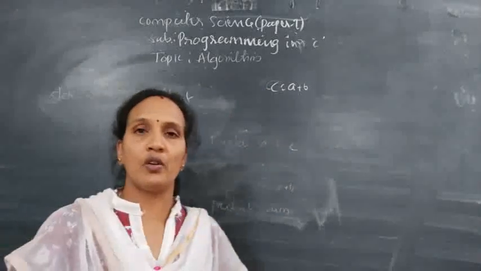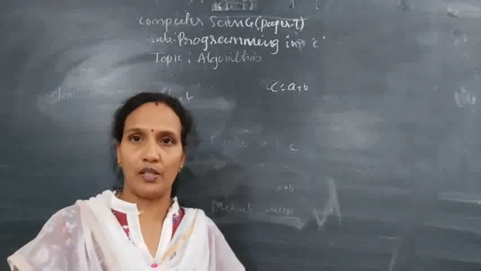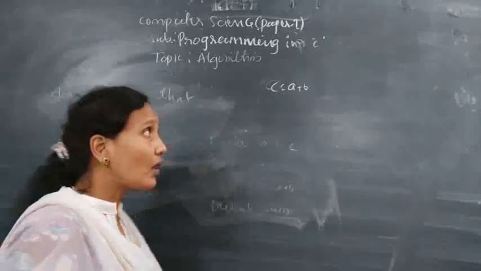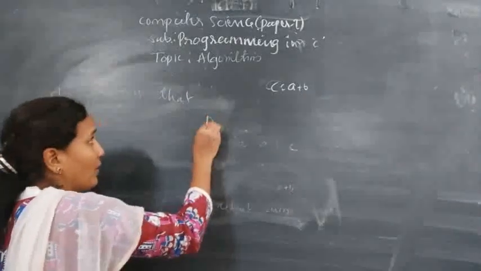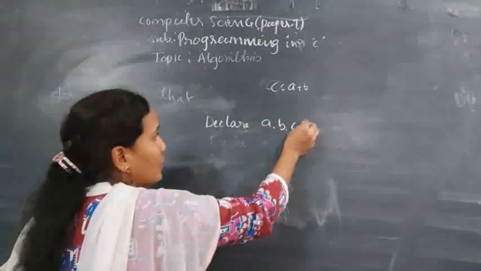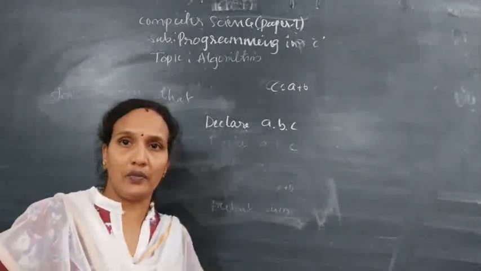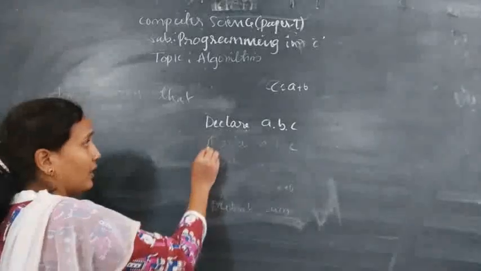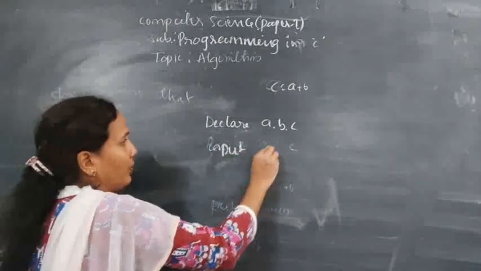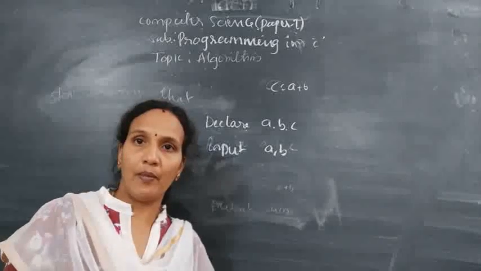So for this, you need to find the solution. What is the solution here? The sum of two numbers. In order to get the required result, you need to give the procedure to the system. The first step is declare. Example: a comma b comma c. If you want to use any variable in the program, first you should declare that variable. Next, after declaring, you need to read it. Read or input, you can say. Input a comma b, which means the user has to give values for a and b.